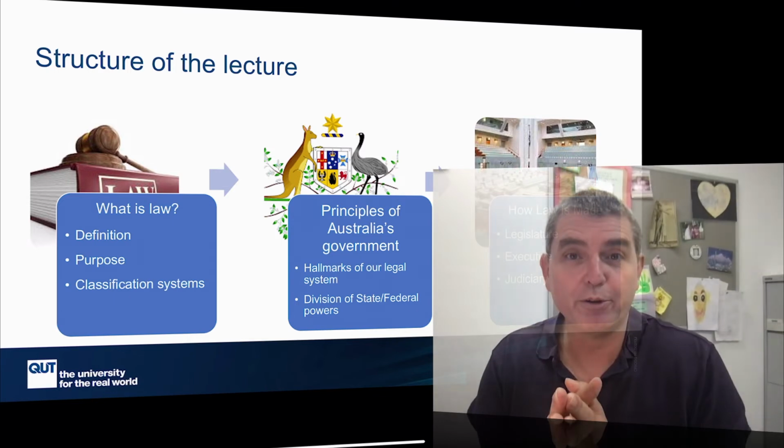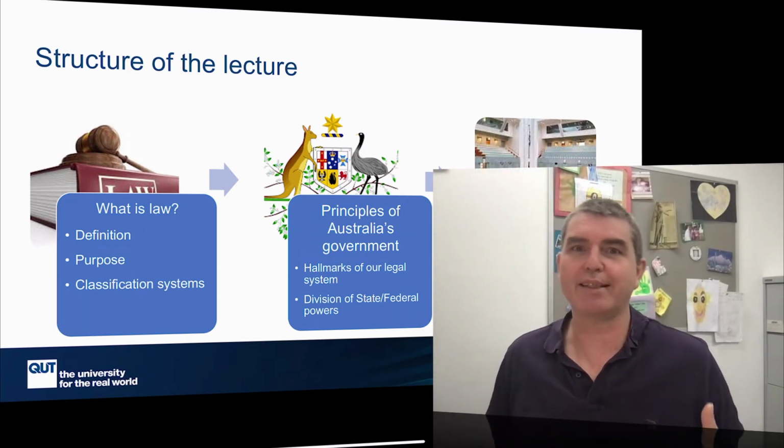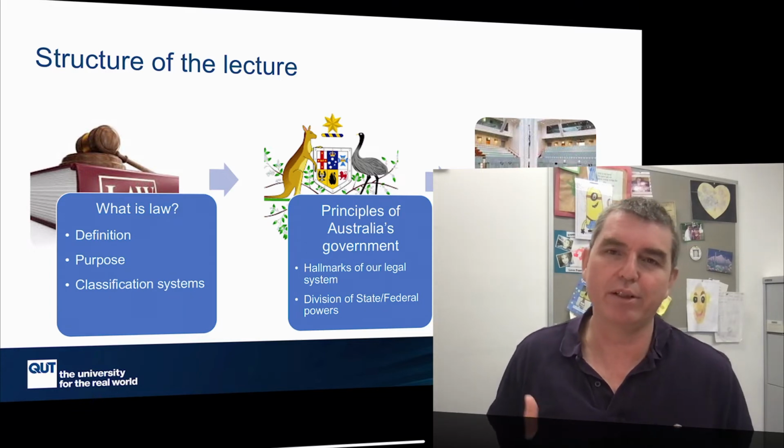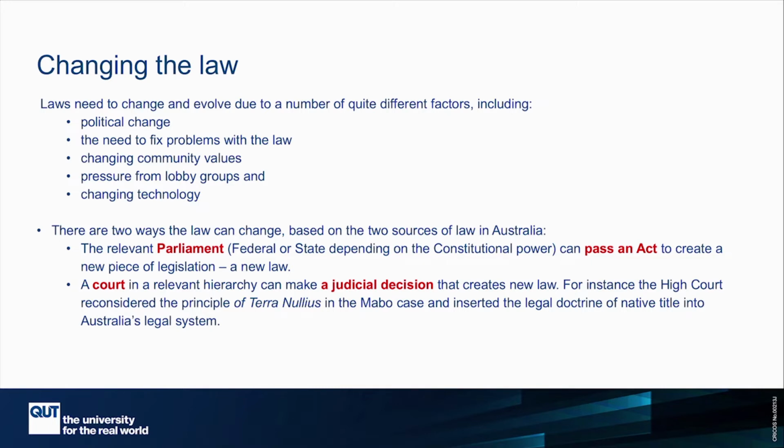So we've been through what law is, we've been through Australia's legal system. So now let's see how that system operates. How is law actually made? There's lots of factors that can drive change in the law: political change, problems in the law, community values, lobby groups, changing technology. All of these things might require us to change the law.